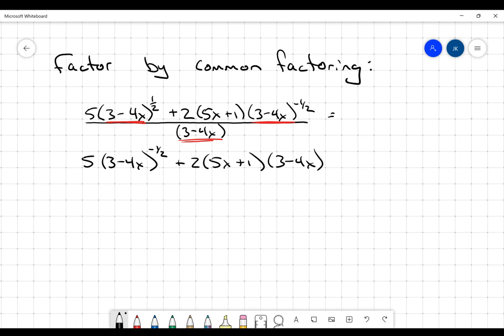And I'm going to do the same thing. I'm distributing the division by 3 minus 4x to both of the terms in the numerator. So I've got to divide by both. In fact, that's kind of how I have to do this kind of division here. So I've got 3 minus 4x to the negative 1 half. I'm going to divide by 3 minus 4x to the 1. So I'm going to go negative 1 half minus 1. It'll be negative 3 halves.